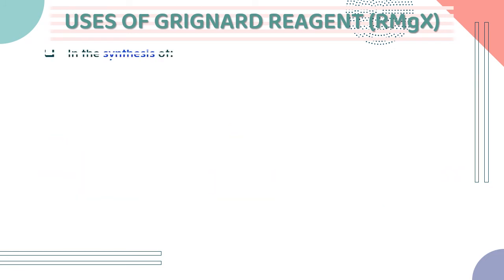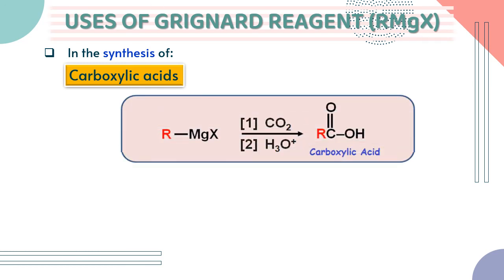Now lastly, we have the synthesis of carboxylic acid, the last use of Grignard reagent. So to produce a carboxylic acid, we need our Grignard reagent and then a two-step reaction. First, we're going to add carbon dioxide. The second reaction, we're going to acidify. So this is an example. We have our Grignard reagent over here. All of this is your alkyl group. So this is the MgX.